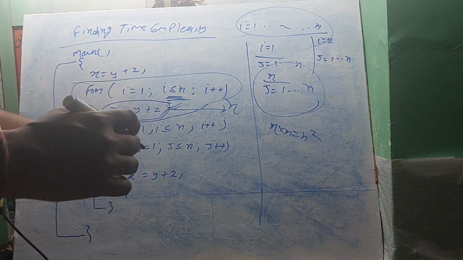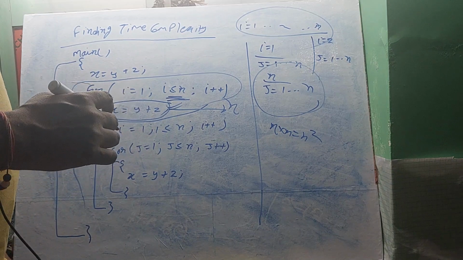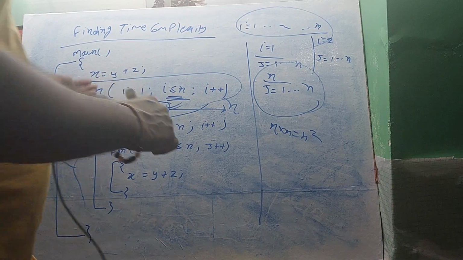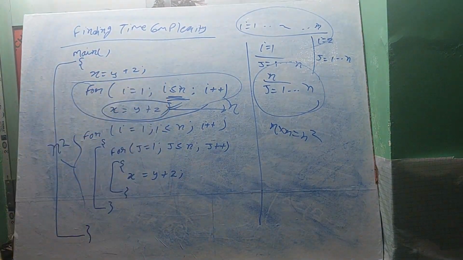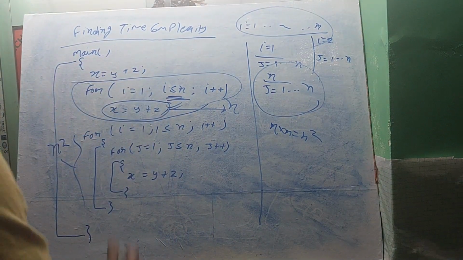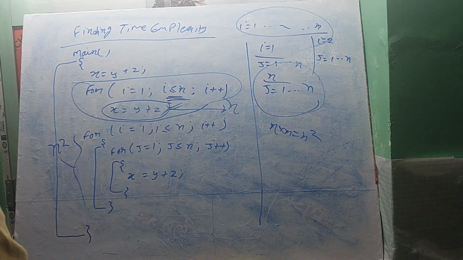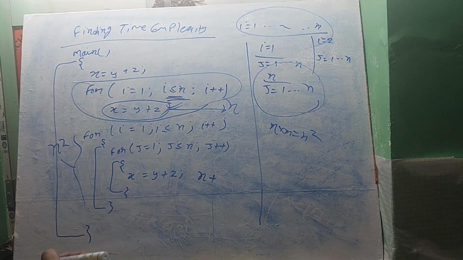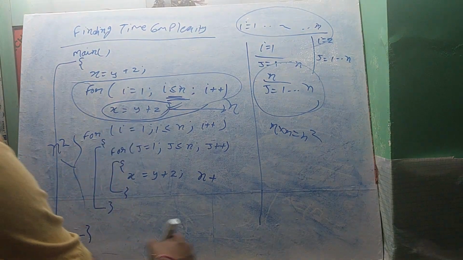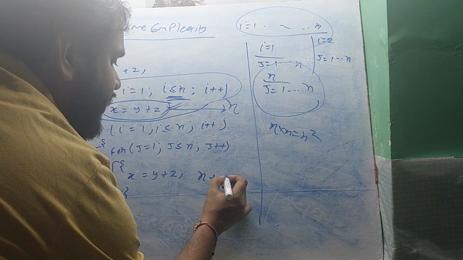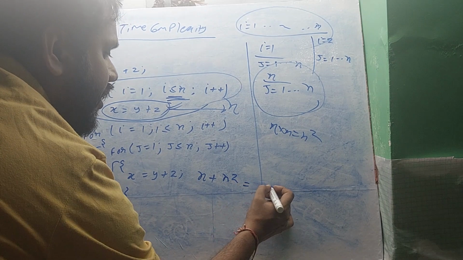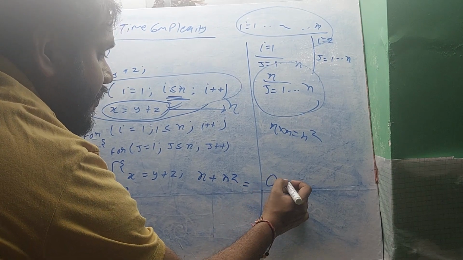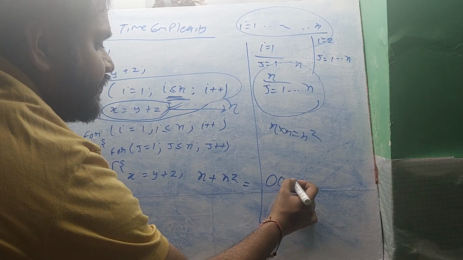Correlated or internal for loop: this is the internal for loop and this is the external for loop, and non-related for loops. For non-related for loops we add, and for related or internal for loops we multiply, that is n square. The total overall time complexity will be order of n square.